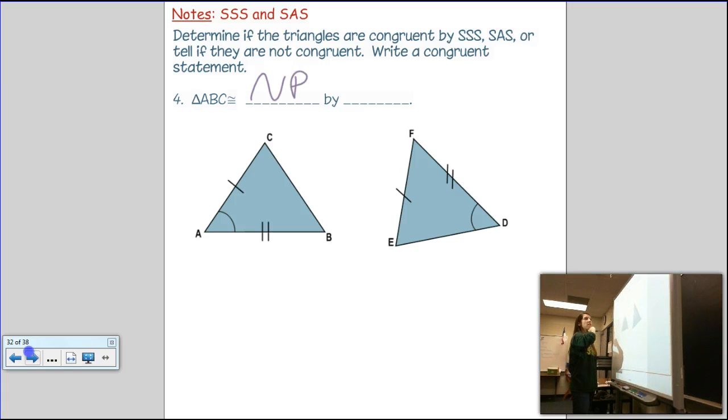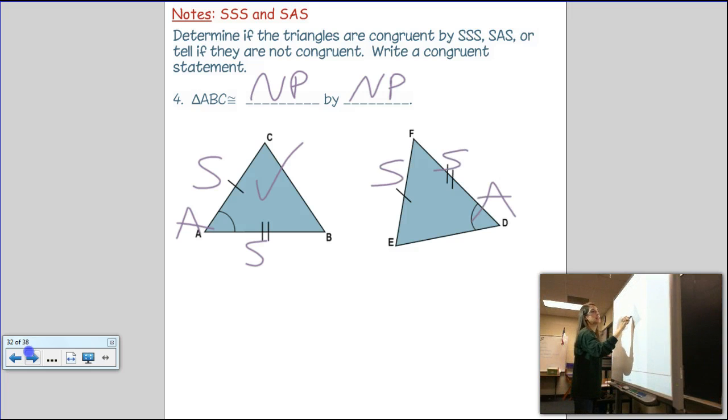This is what you do when they're not congruent. You write ABC is congruent to, you just write NP, and you write it in both blanks. Not possible. This one is not possible because this one is side, angle, side. Uh-oh, this one is angle, side, side. They don't match. They are not guilty of being congruent because they don't match. So you write NP in both blanks.